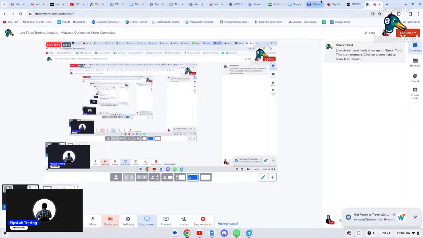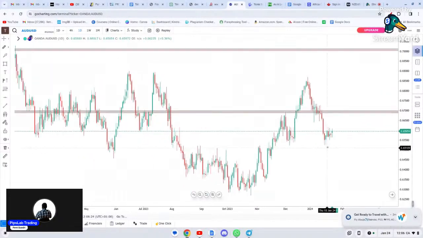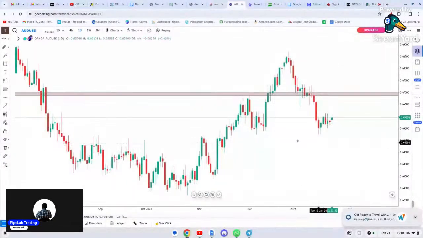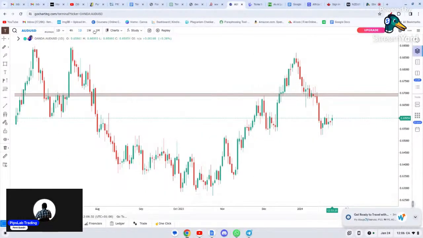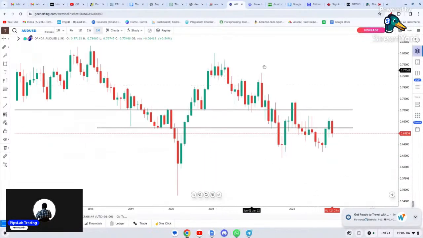So today I'll be going through the major currency pairs. So what exactly are the major currency pairs? These are pairs that have USD in their combination, either at the base level or at the quote level. What do we mean by base and quote level?